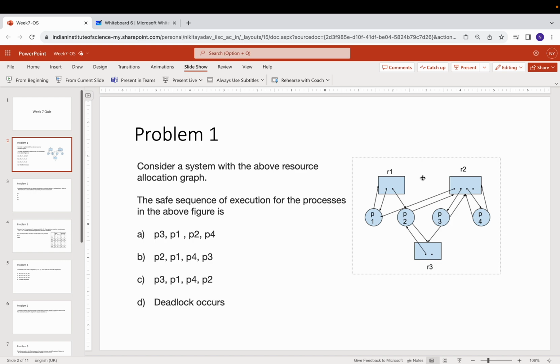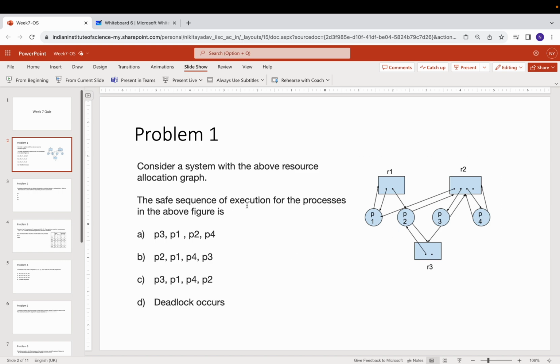R1 is a resource, R2 is also a resource, and R3 is a resource, while P1, P2, P3, and P4 are the processes. And as you know, an arrow from the process to the resource means that the process is requesting the resource, while an arrow from the resource to the process indicates that the process holds that resource. And then there are dots in these resources which represent how many units of the resource are available. There are 2 units of resource R1, there are 4 units of resource R2, and there are 2 units of resource R3. And this is your allocation graph which is given to you.